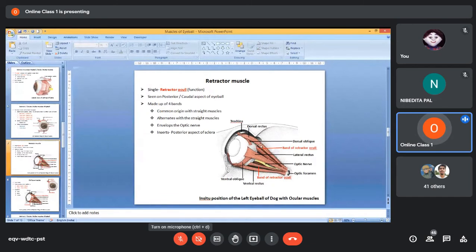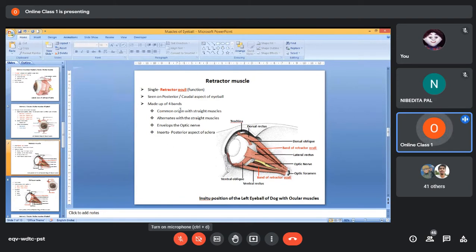They have a common origin with the straight muscles, but these 4 bands of the retractor muscle alternate with the rectus muscles. That means between dorsal rectus and lateral rectus, there will be one band. Between lateral and ventral, one band. Between ventral and medial, another band. Between medial and dorsal, again another band.